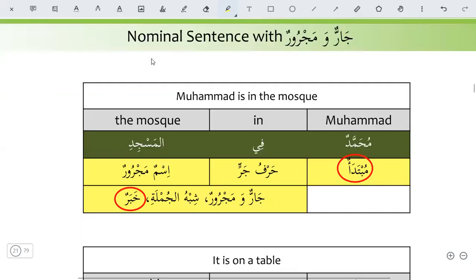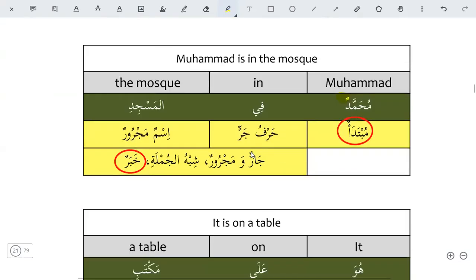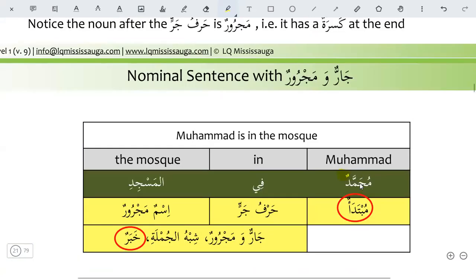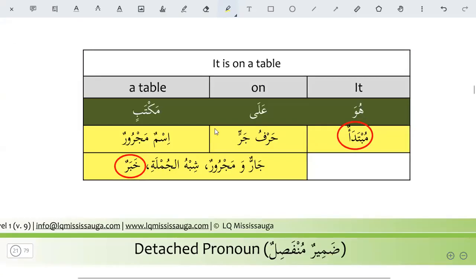Jar and majrur in nominal sentences. Muhammadun fil masjidi. Muhammadun is the subject, in nominative case. Fi is harf jar and al masjidi is majrur. Al masjidi is majrur because of this fi. Same here, instead of the proper noun Muhammadun, we can use pronouns. Huwa ala maktabin. It is on the table.